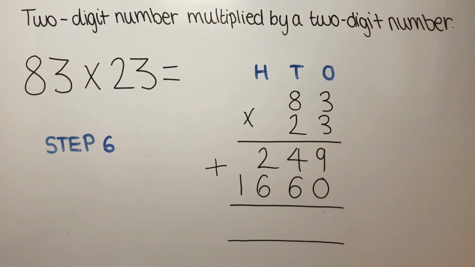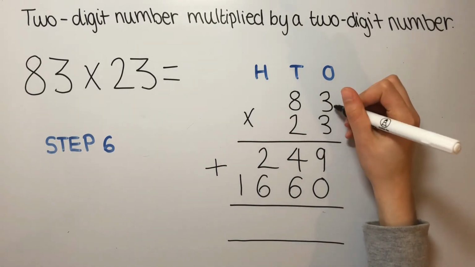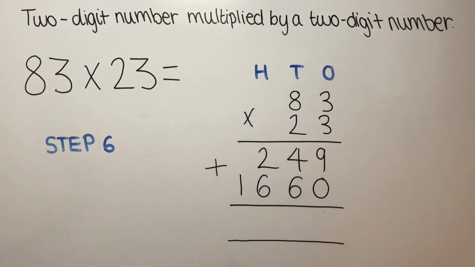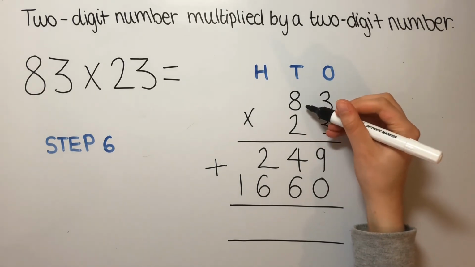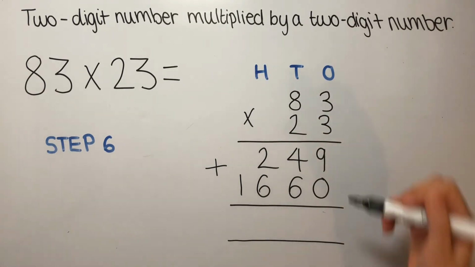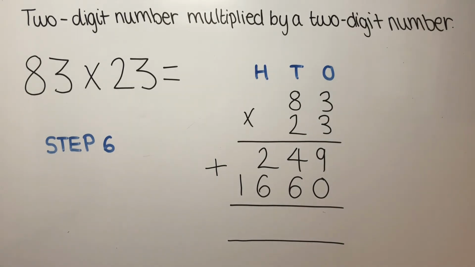This is our last step, step 6. Now that we have finished timesing by our ones column, so that is our 3 times by 3 and 3 times by 8, and we've also finished timesing by our tens column, so that's our 2 times by 3 and our 2 times by 8, we can now move on to adding these two numbers together. Now this is just similar to the column method for addition, where you would have your two numbers and you're adding them together. If you don't know how to use the column method for addition, please watch that video first.